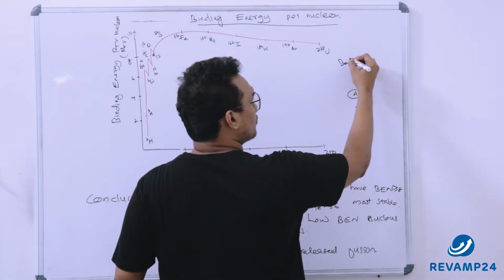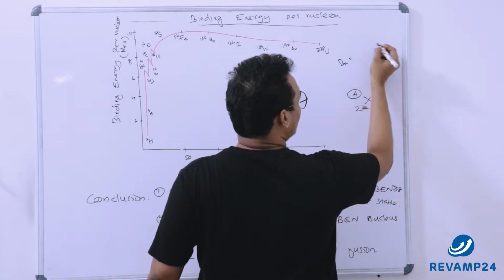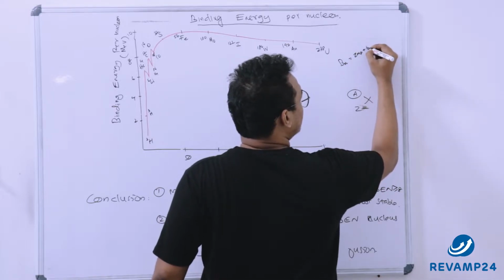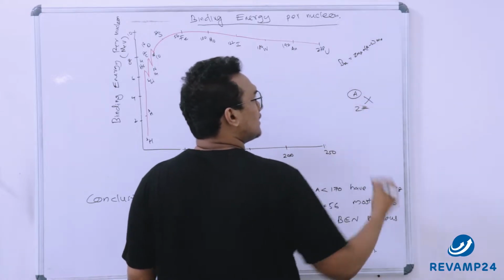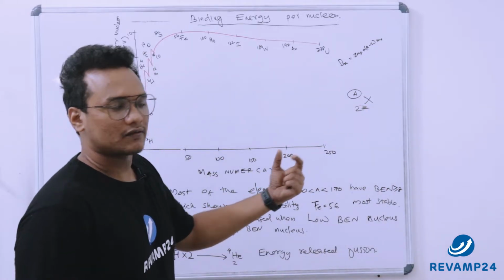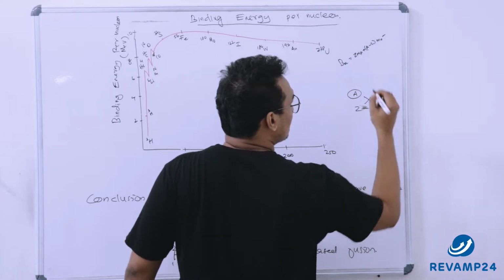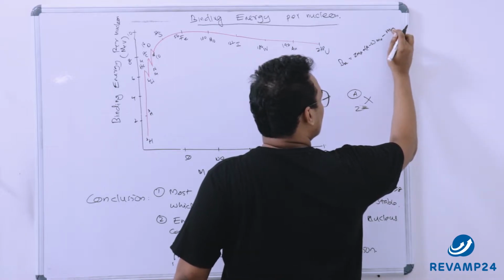Binding energy per nucleon is equal to mass defect. So mass defect I am going to rewrite here. So Z into mass of proton plus A minus Z into mass of neutron. This is the total mass of the members of the nucleus, the individual masses, minus the mass of the nucleus. Now this is the total mass of the nucleus.